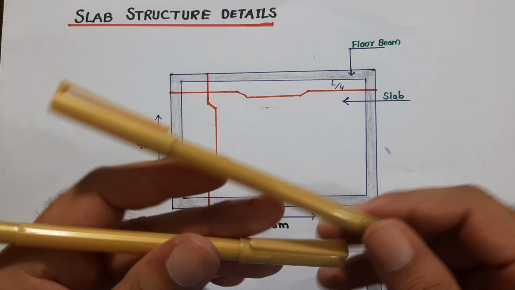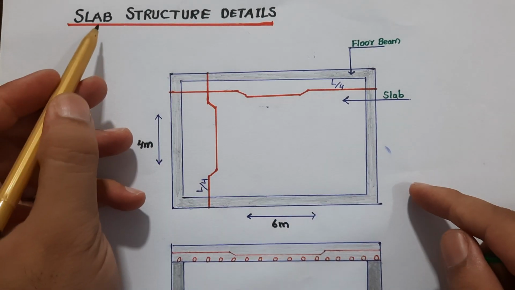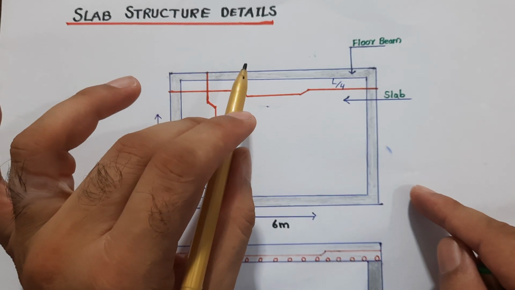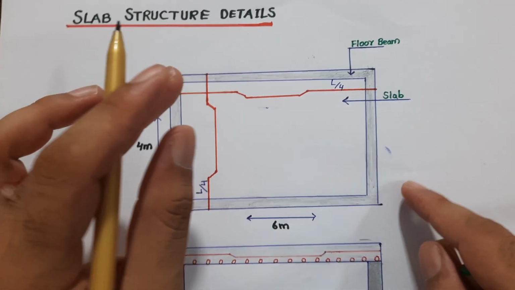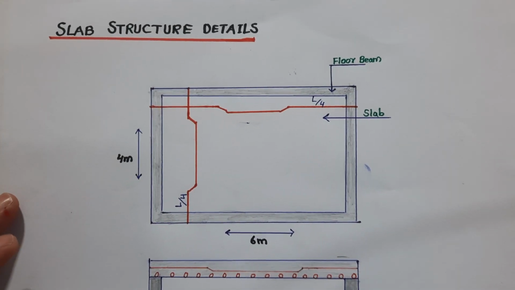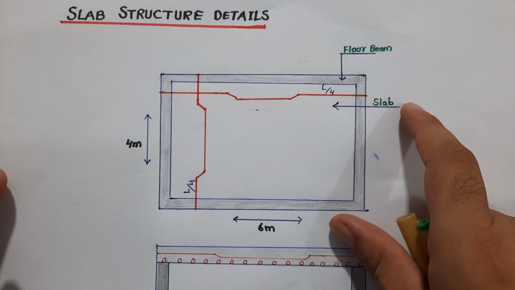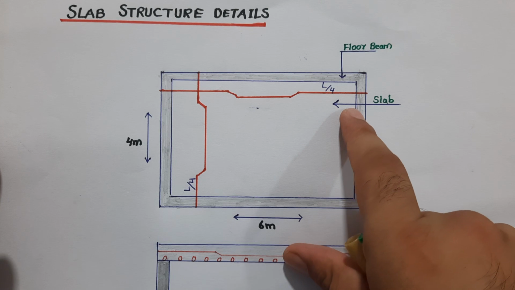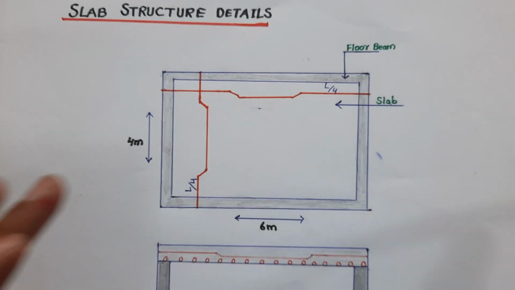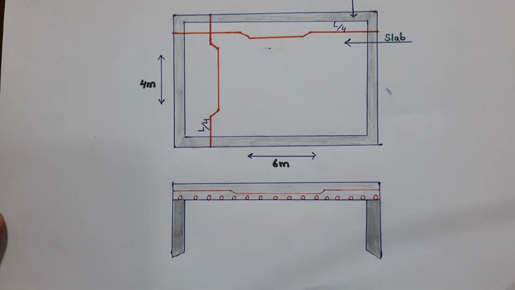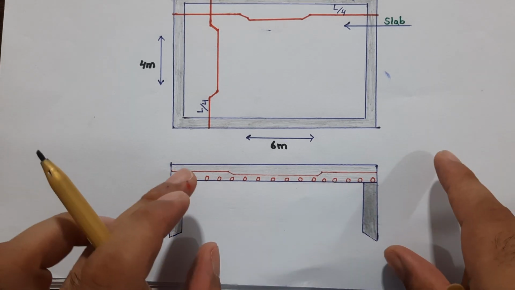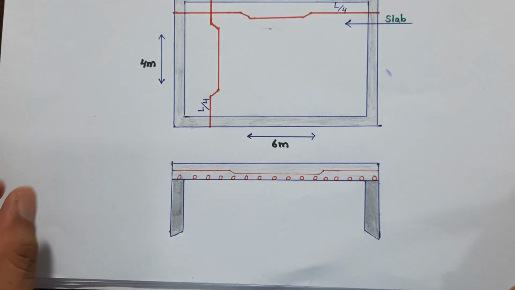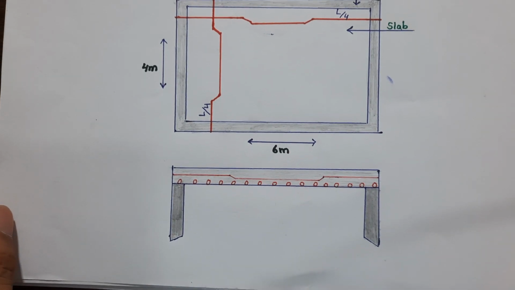In this video lecture, I will guide you through slab structure details. If you are working on a construction site or studying, watch this video till the end to know how to place steel reinforcement, what the diameter of steel reinforcement should be in the construction of an RCC slab with beam, and how the section of steel reinforcement should be, especially at the distance of L/4. This is a very important video, so watch till the end.